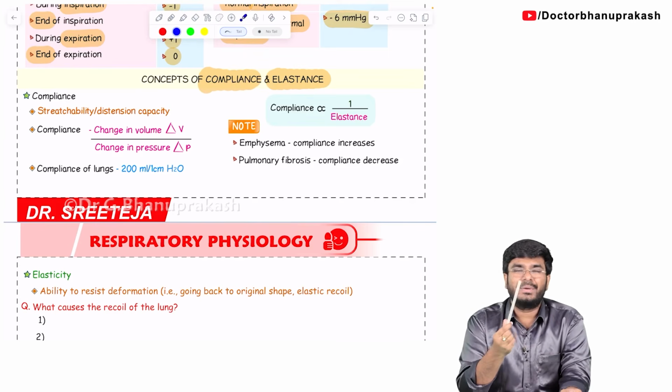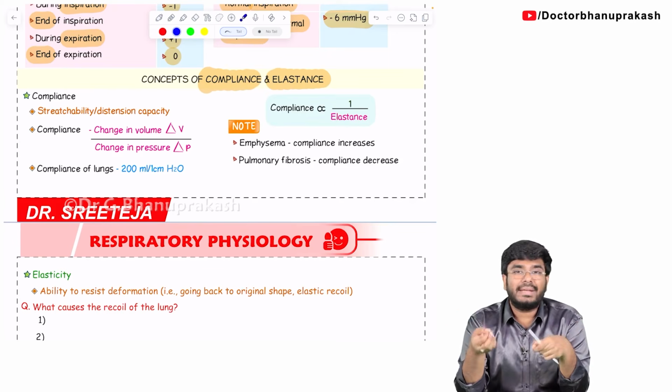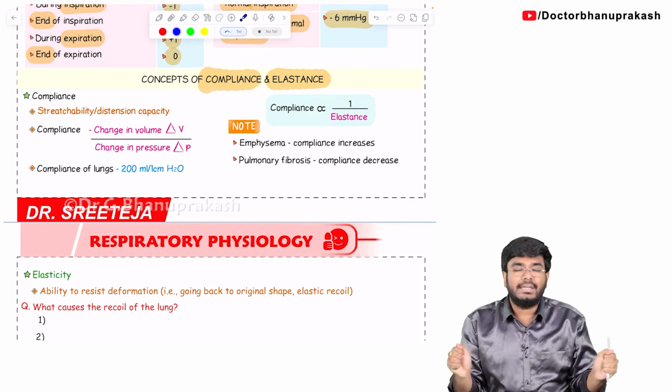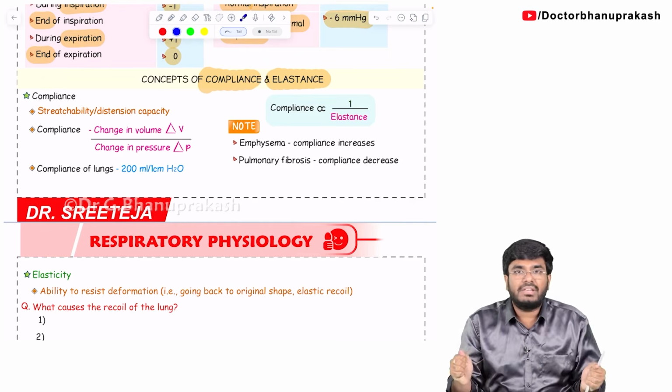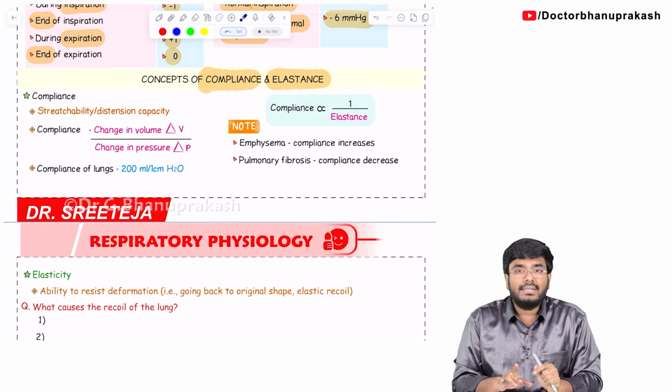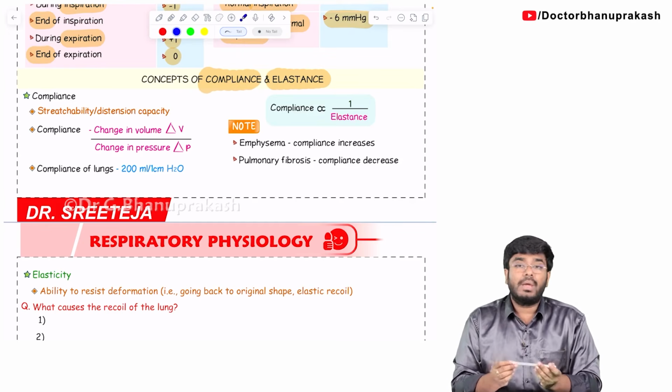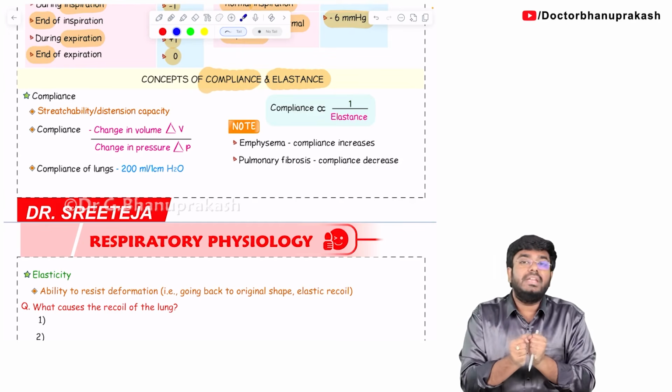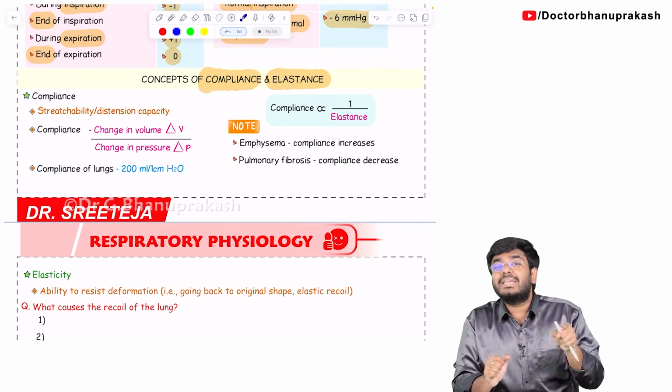But a bubble gum will easily undergo shape change with very little pressure. So that is called compliant. The one which changes shape easily with less pressure is called compliant, and the one which maintains its shape, undergoing elastic recoil, is called the elastic property.